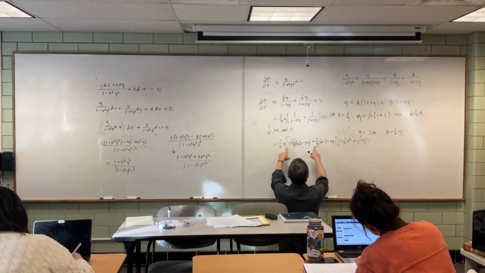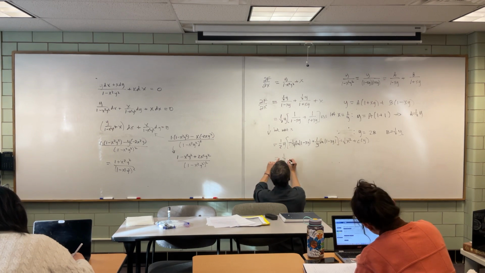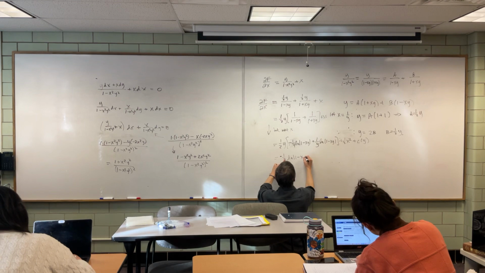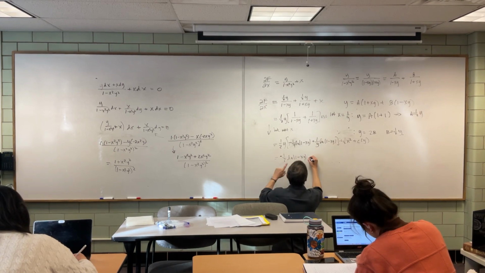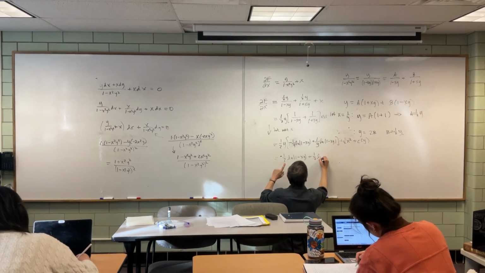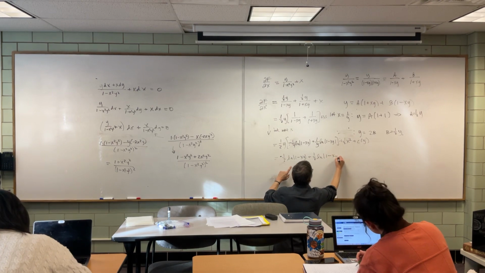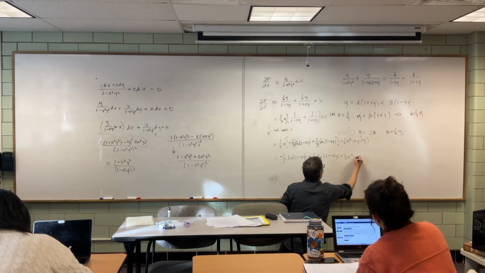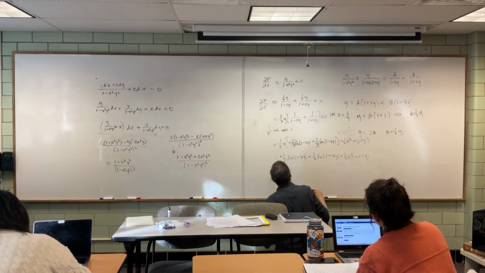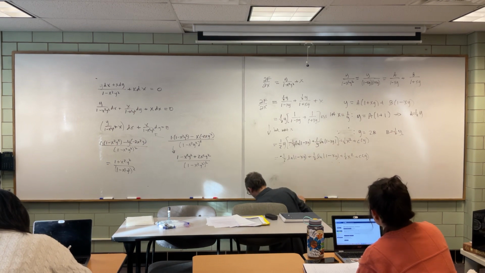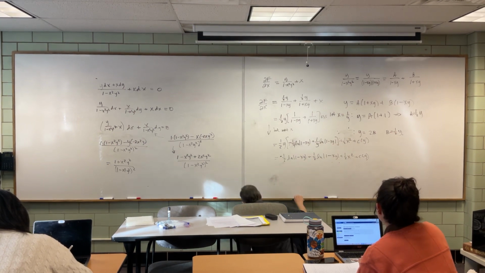Let's simplify, because this isn't so bad. Then this is negative 1/2 log 1 minus that, and the y cancels there, plus 1/2 log 1 minus xy plus y. This is all on tape too.